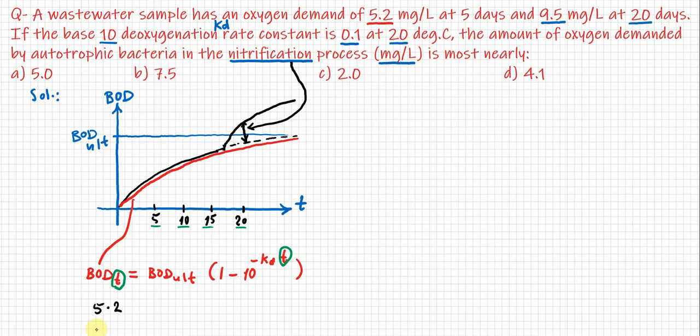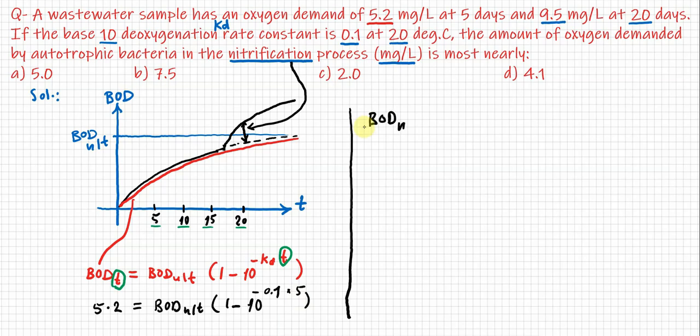So this will be 5.2, which is given in the question. The oxygen demand is 5.2 milligram per liter at 5 days. This will be equal to BOD ultimate times 1 minus 10 to the power minus, and KD is given in the question statement as 0.1, times the time. We are talking about 5 days BOD here, so we'll take this as 5. And from this equation, we will find our BOD ultimate value as 7.605 milligram per liter.